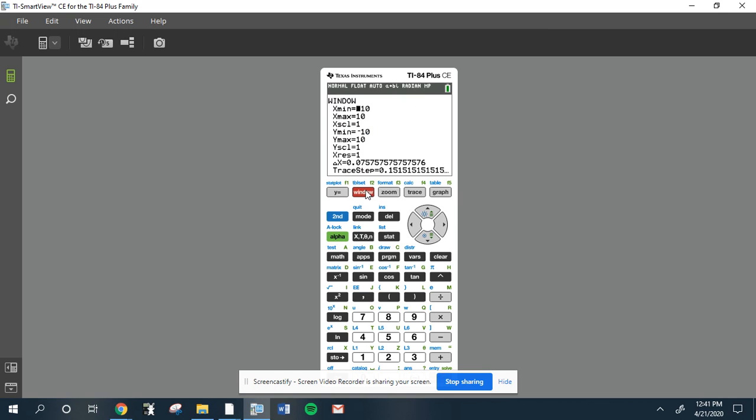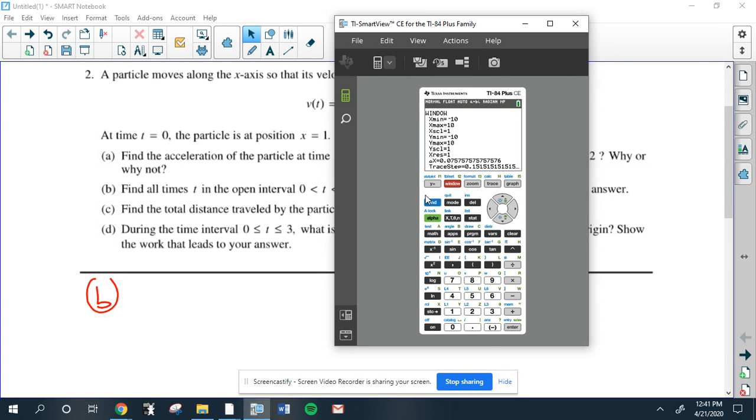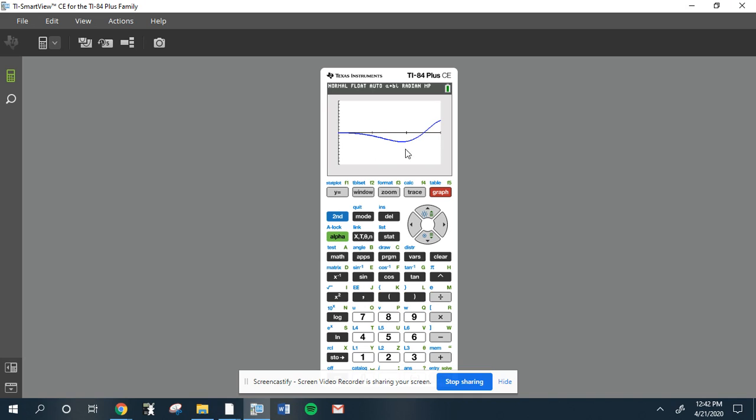So I'm going to change my window from 0 to 3 just so I have a better idea. 0 to 3. Regraph it. And now look very closely at it. It definitely changes directions right here. That's where the velocity goes from negative to positive. So I'm going to calculate that zero.